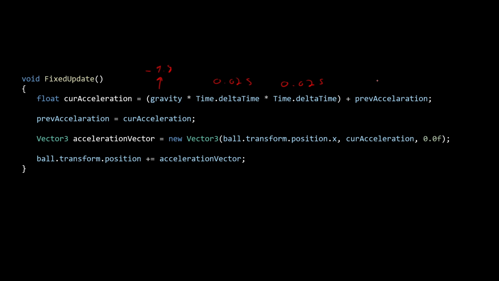Now, previous acceleration will start off as 0, and then with each iteration we save current acceleration into previous acceleration to be used for the next iteration. Next, we set the acceleration vector's x to ball.transform.position.x, since we are just having the ball drop straight down in the y direction. So we are just setting the y coordinate to the current acceleration. Z will be 0 because we are working in 2D. Finally, we'll add that acceleration vector to the ball transform.position vector. Let's see this in action.